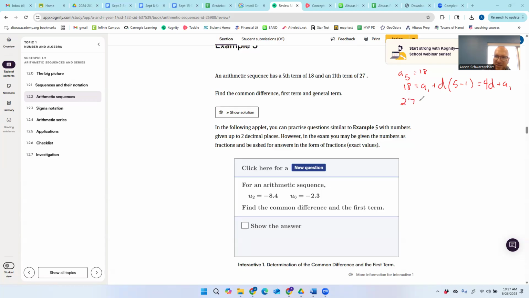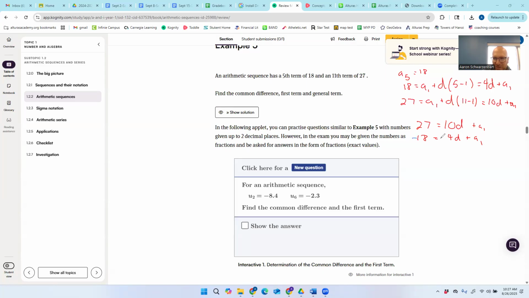27 is my 11th term. So 10d plus a1. So now I've got a system of equations. I think I'll solve by elimination.